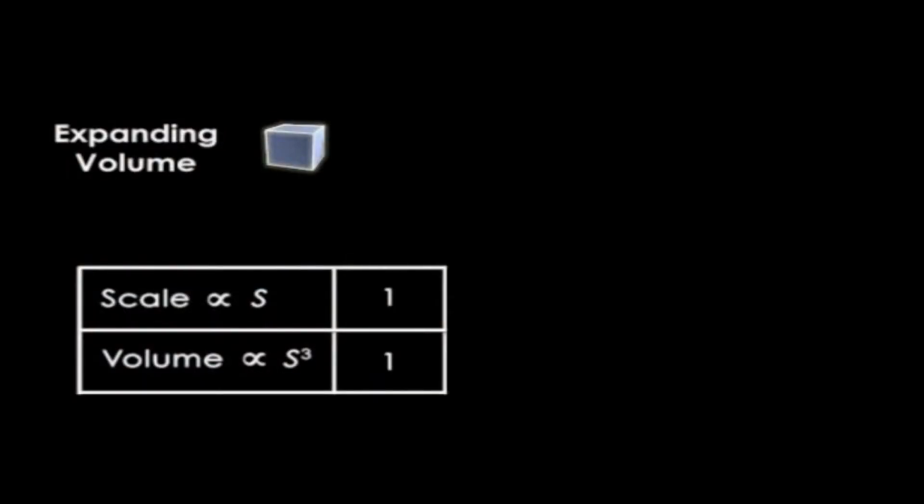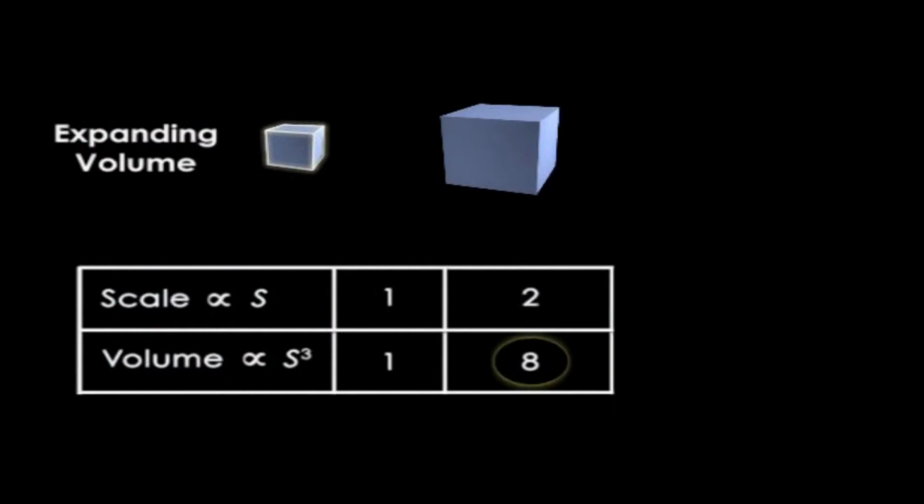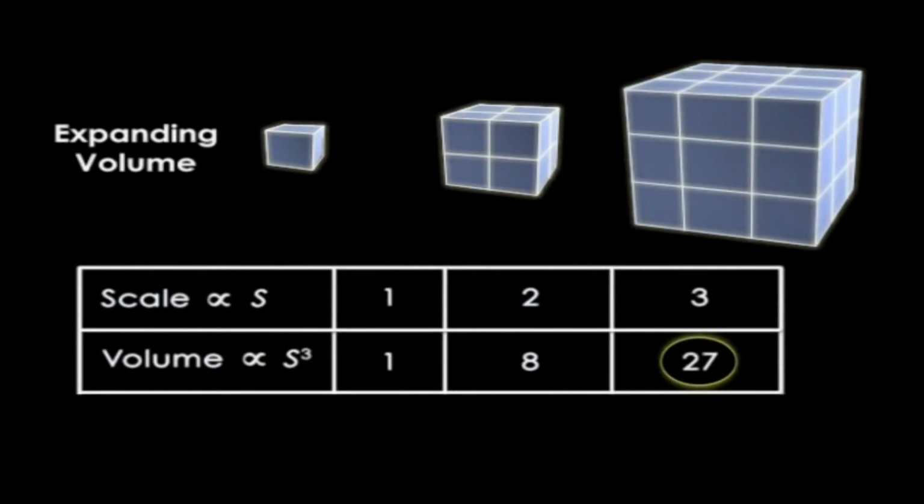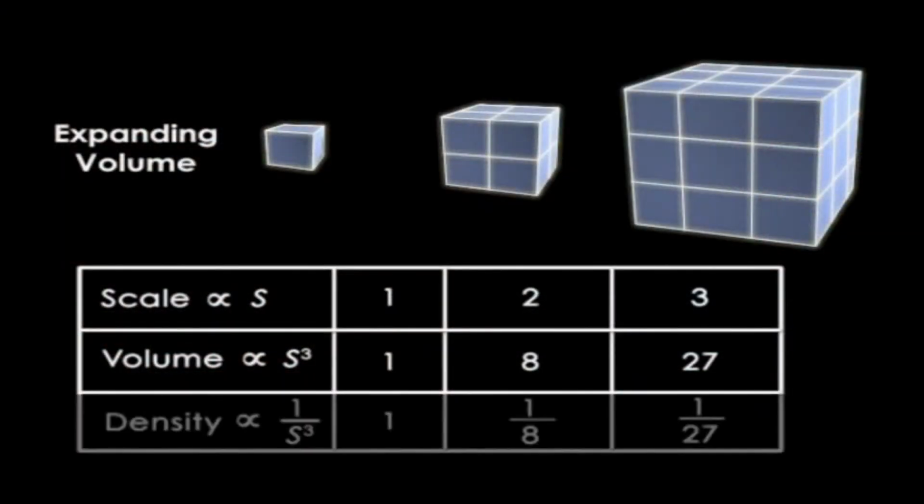See, if we have a box and double its size, its volume goes up by 2 cubed or 8. Triple its size, and the volume goes up by 27. Now then, if that box contains gas, then the gas gets spread thinner throughout its increased volume. And so the gas density drops as the box gets bigger. It drops to an 1/8 and then to a 27th. So it drops in proportion to the scale factor cubed.